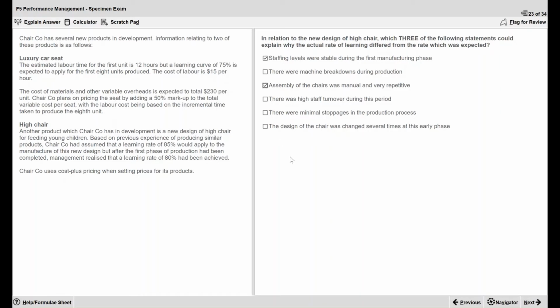There were minimum stoppages in the production process. Yeah, when there is no stoppages, it means the labor is continuously working, then a learning effect would be higher. The design of chair was changed several times and at the early phase. If you change the design, the learning effect will become 0. So out of the 6 options, the first and the third and the 5th one is correct.